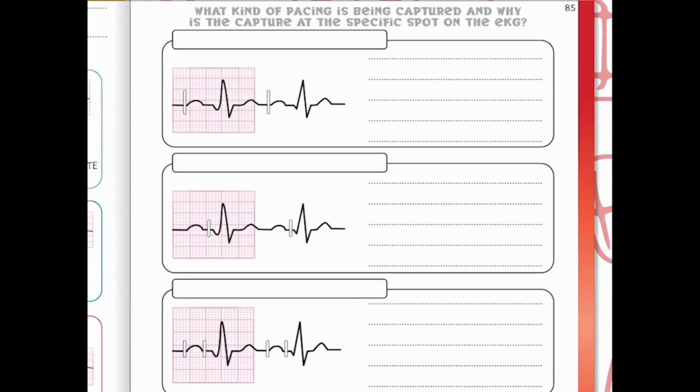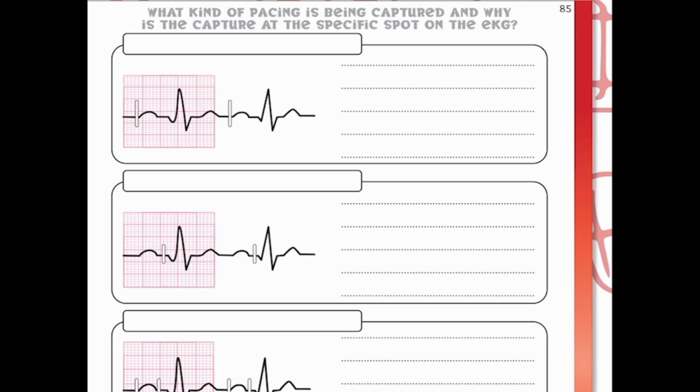Well, if we turn on our monitor and we start to see these little spikes that come up in our rhythm, this is going to give us that indication that a pacemaker is present. And we can find the answers to what exactly is being paced by looking at this rhythm strip and the spikes that are on it.